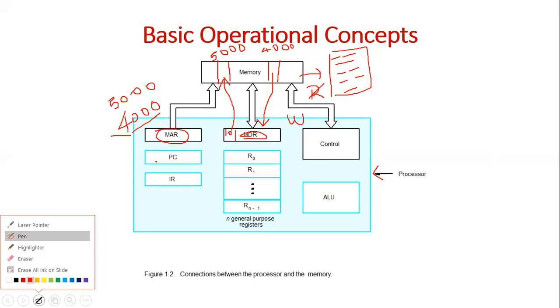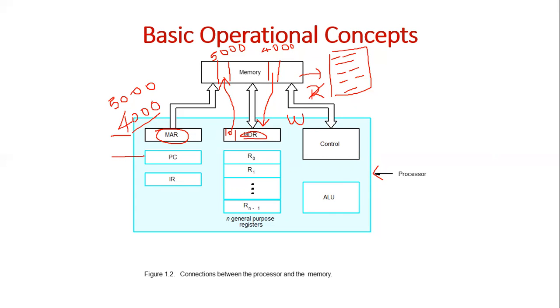Fine. And then PC, program counter. This you know already. Program counter is the one which contains the address of the next instruction to be executed. When the program is first loaded into the main memory, and no instructions have been executed, the program counter will point to the first instruction. Okay, then what will happen?